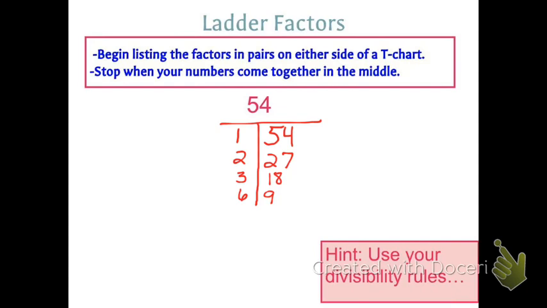So what comes after 6? 7. Is 7 a factor of 54? No. Is 8 a factor of 54? No. And then we got to 9. So we're finished. We know now that we have gone through every single number between here and the end. And now we know that we have no more factors, so we're just going to put a little smiley face because we're done.